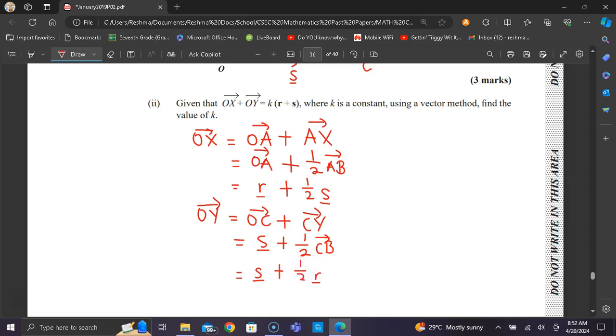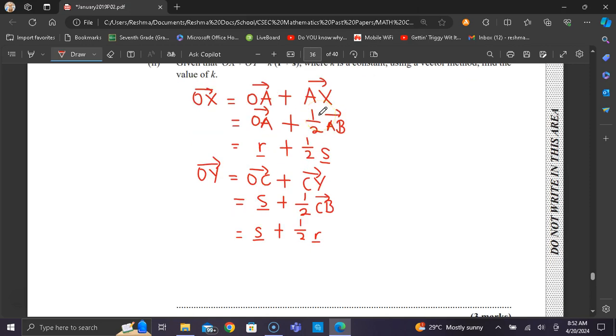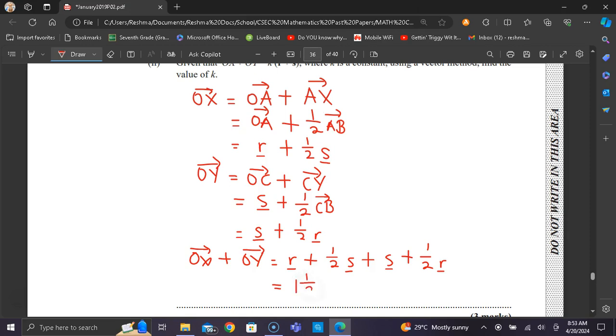Okay, so that's OY. So now we need to find the sum of vector OX and OY. Alright, so let's add them together. So OX plus OY, if we add R plus a half S, plus S plus a half R. Right, if we add the like terms together, so 1R plus a half R will be 1.5 R, and a half S plus 1S will be 1.5 S.